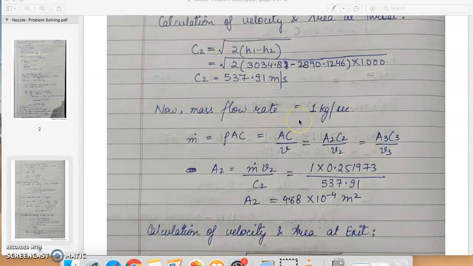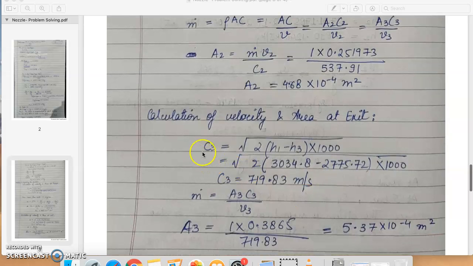Now mass flow rate is given as 1 kg per second, and mass flow rate is given by rho A C, and it may also be written as A C upon specific volume. So for point 2, A2 C2 upon V2 can be written, and A2 can be isolated and the others taken to the right hand side, which gives m dot into V2 upon C2. So m dot is 1, V2 we have already calculated, and C2 we have already calculated. When we put this in, we will get A2 as this one. So C2 we have obtained and A2 we have obtained. This is neglecting the friction.